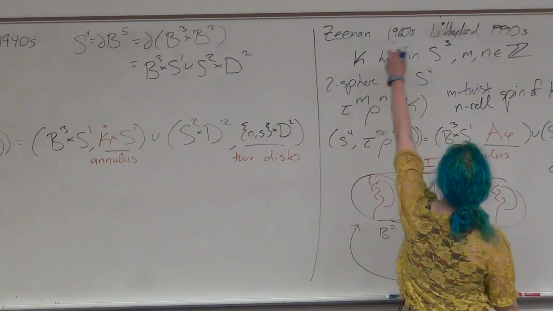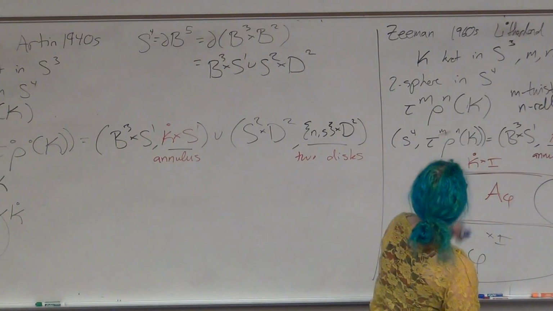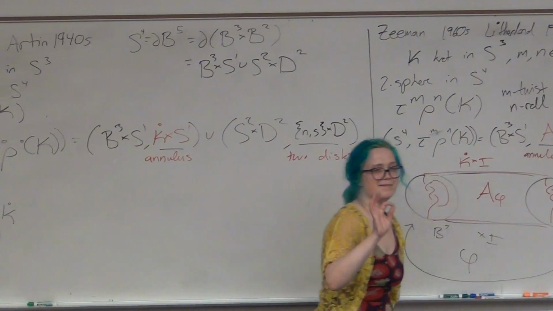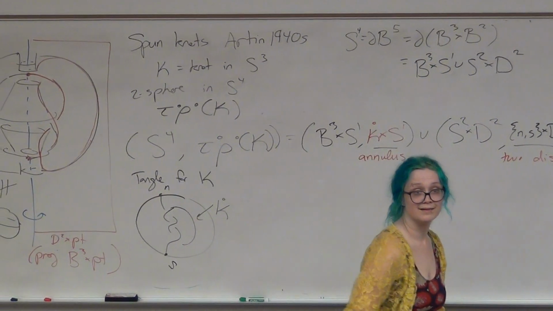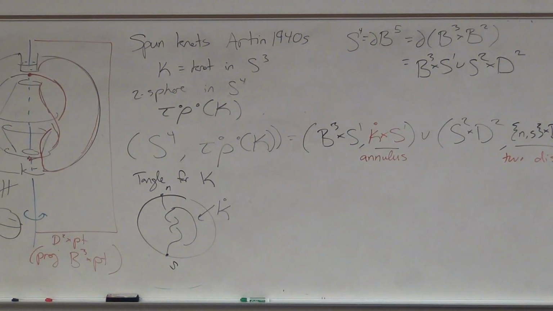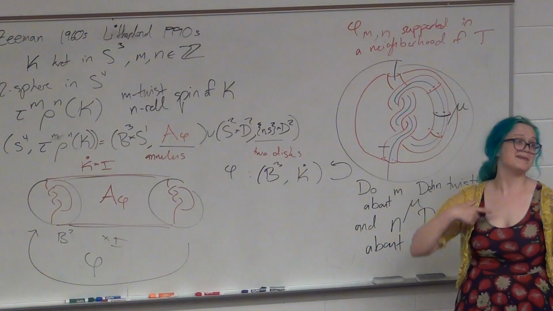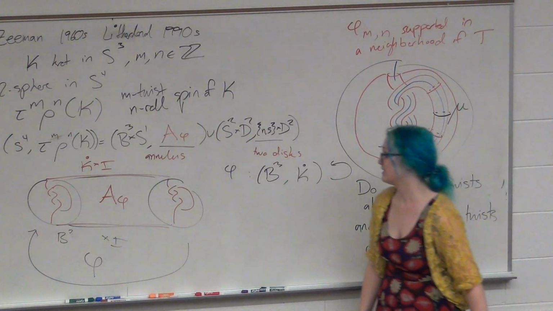So Zeeman and Litherland both study this in detail. The M-twist N-roll spin is almost never isotopic to the identity. So how are you going to prove that this is not true? You're going to map it? Well, I'm not going to prove it. I'll just tell you that it's not.